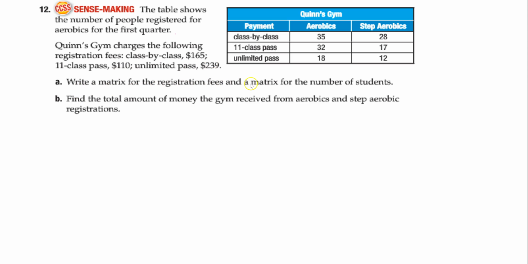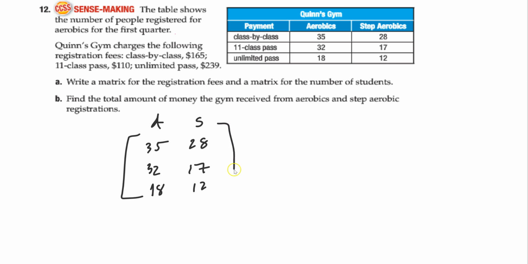Write a matrix for the registration fees and a matrix for the number of students. Okay. So the number of students, let's do that first. So aerobics and step aerobics: 35, 28, 32, 17, 18, and 12. Remember, this is class by class, 11 class and unlimited. So just keep in mind this is a 3x2.